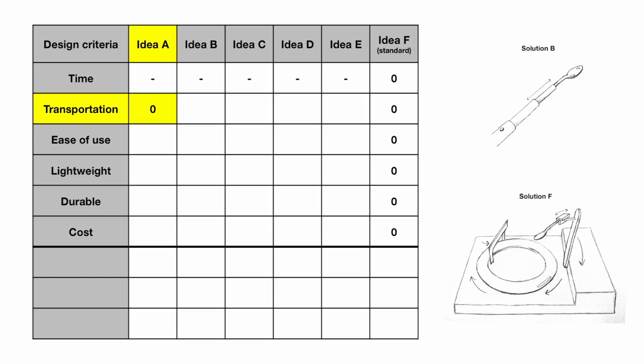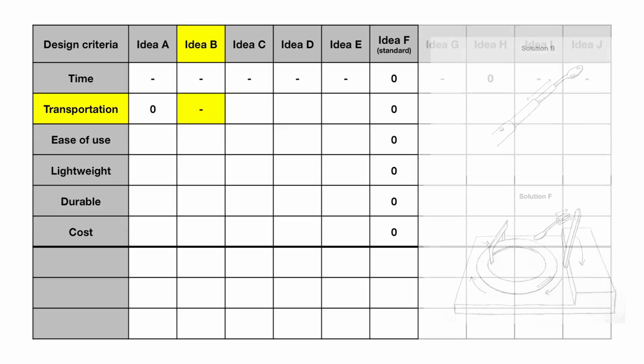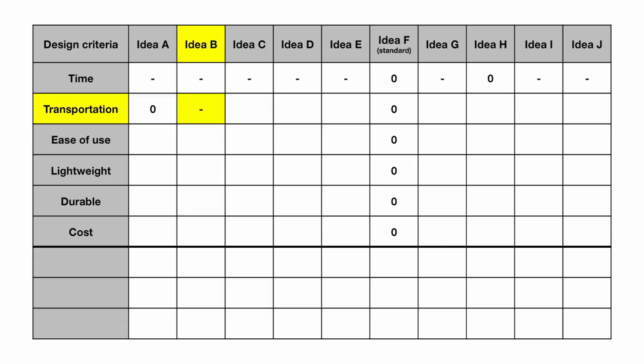So let's consider solution B and ask the question, is solution B better, worse, or about the same as solution F? Now, with this telescoping function, it may be a little jumpy as it retreats, bringing the food from the plate to the mouth. So we might expect that less food would be transported relative to solution F. Therefore, we assign solution B a minus. We can continue for the design criteria of transport and fill in the remainder of the Pugh matrix with pluses, minuses, and zeros. In the interest of time, let's skip down to the design criteria of lightweight.